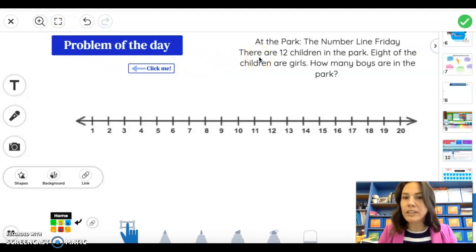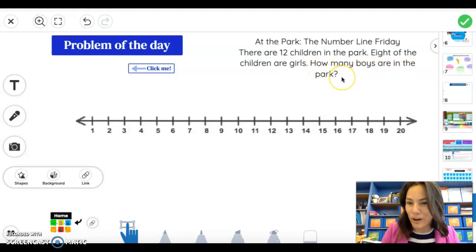So my problem of the day says there are 12 children in the park. 8 of the children are girls. How many boys are in the park? So I have to think about this, right?